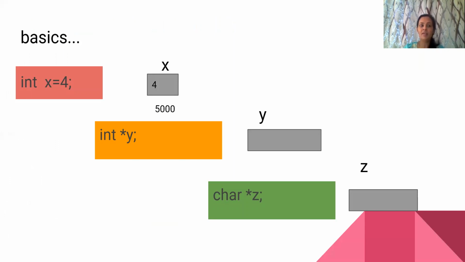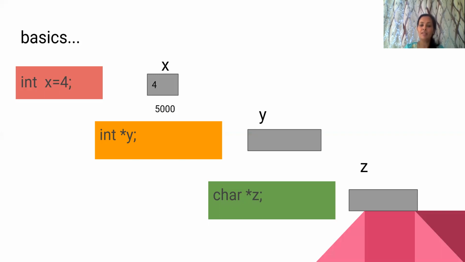So when I create an integer x and assign the value 4, what does it do in memory? It creates a space whose name is x and which can hold the value 4. When I say integer pointer y, it creates a space for y which can hold the address of an integer variable. See, there is a difference between x and y. y has the capacity of holding the address of an integer variable.